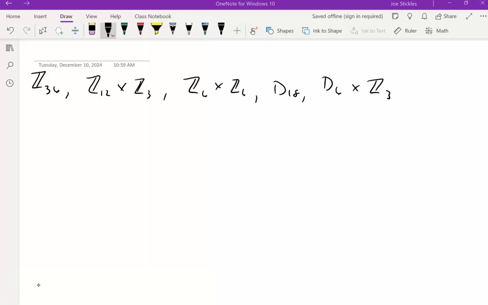That's the big deal. So in order for the direct product to be cyclic, you need both groups to be cyclic and their orders to be relatively prime. So if Z mod M cross Z mod N is going to be cyclic, then you need M and N to be relatively prime. So Z36 is cyclic. Is Z12 cross Z3 cyclic? No. Is Z6 cross Z6 cyclic? No. So why is Z36 not isomorphic to those other two groups?